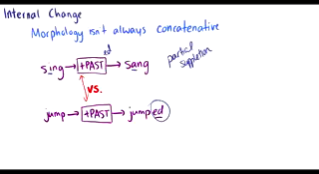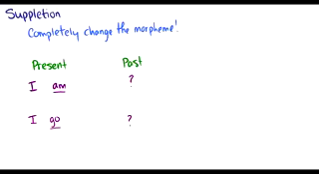So that's another case, but we won't get into that. So that's internal change. Another way is suppletion. So we can have a word like I am, I go, and when we take the past or the present or the future, it just becomes completely different.